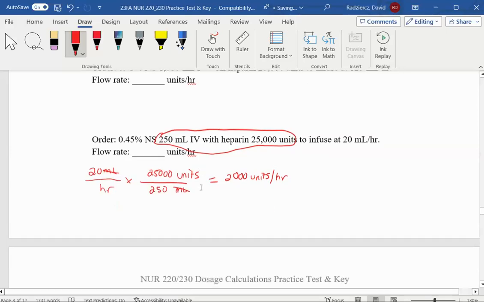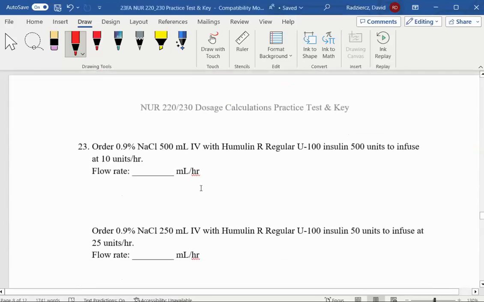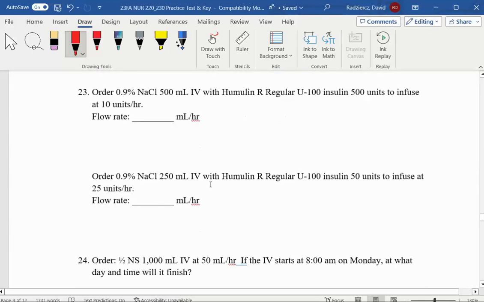All right. For insulin, the insulin questions are exactly the same.